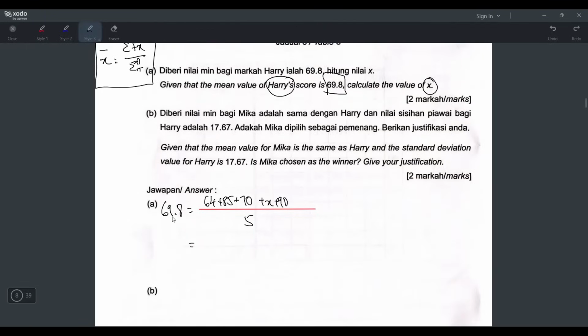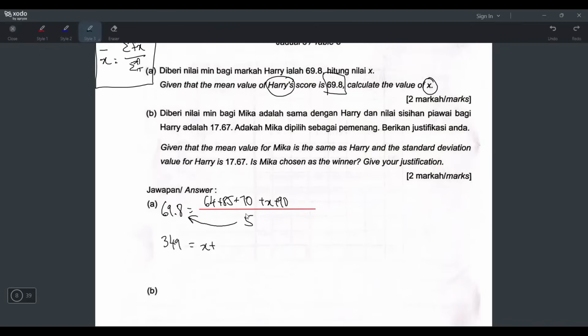And that's the answer. Okay, I will move the 5 here first. So multiply by 5. So 69.8 times 5. What do you get? Okay, I'm pressing my calculator. 349. Okay, and then number with number can be added, but X cannot. So I write the X first, and then the rest I add.